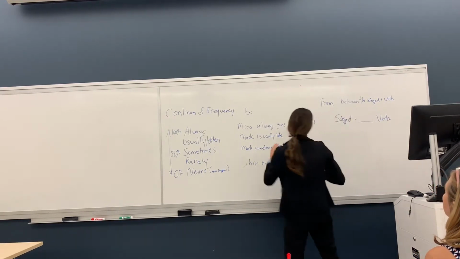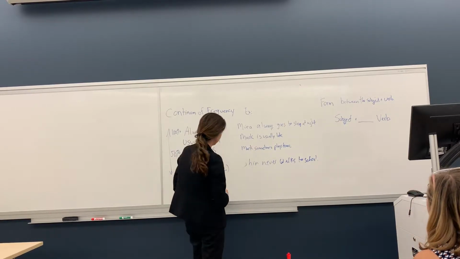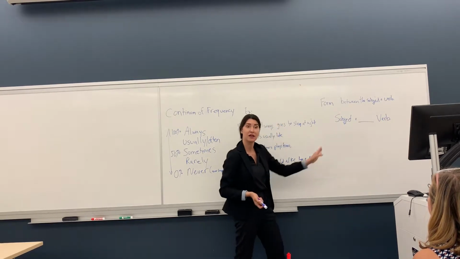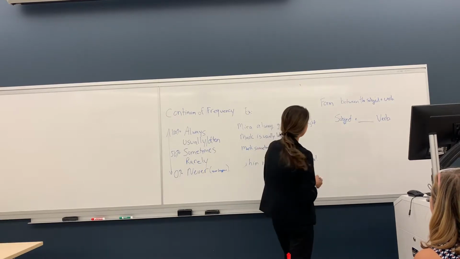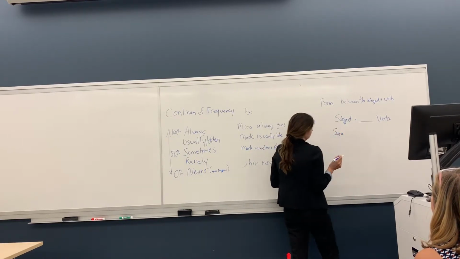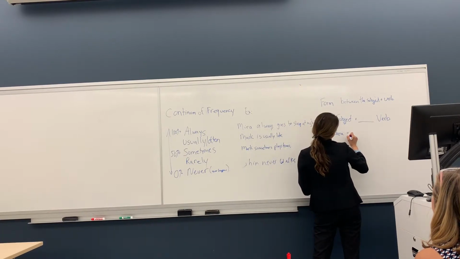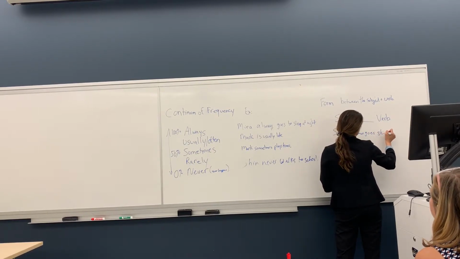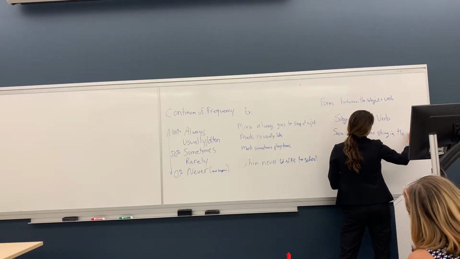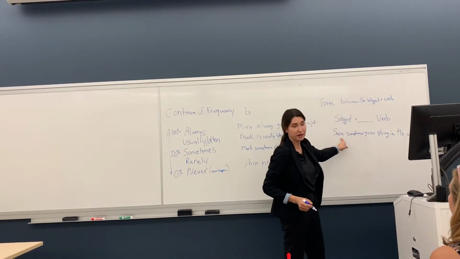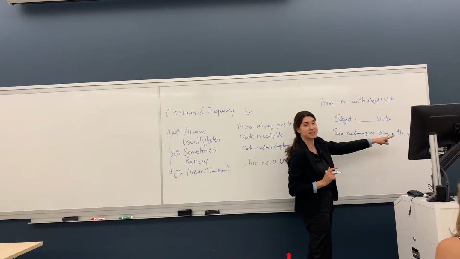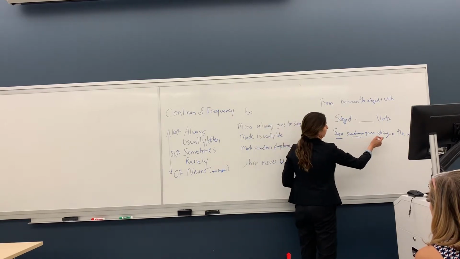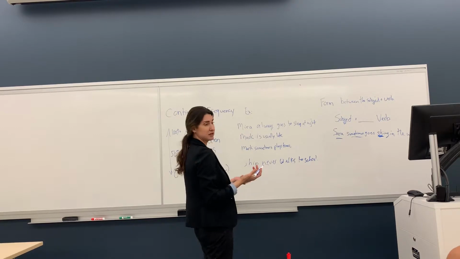So moving on, the form of now where we are going to be placing it. So basically the form of adverbs of frequency is between the subject and the verb. So for example, Sarah sometimes goes skiing in the winter. So Sarah is a subject. Sometimes is an adverb of frequency. And skiing is the verb.